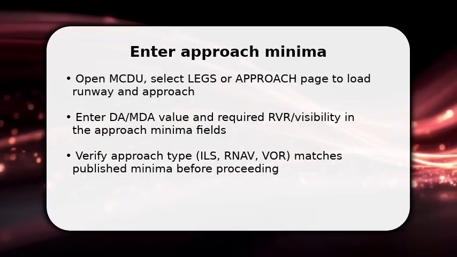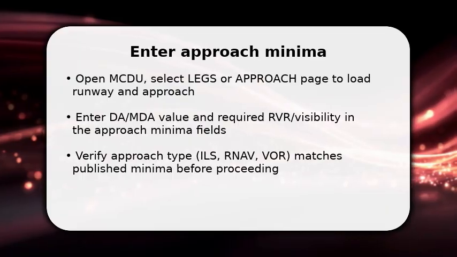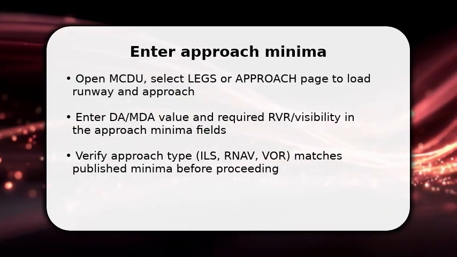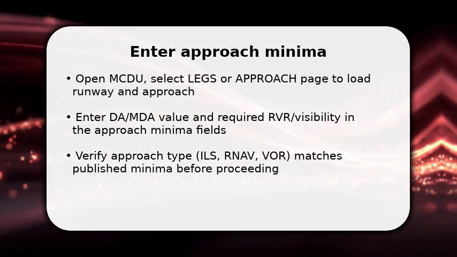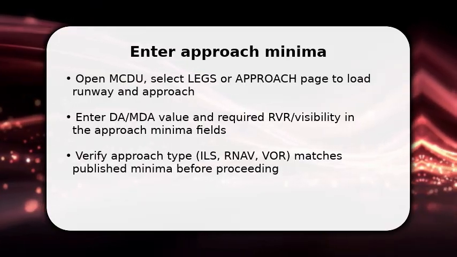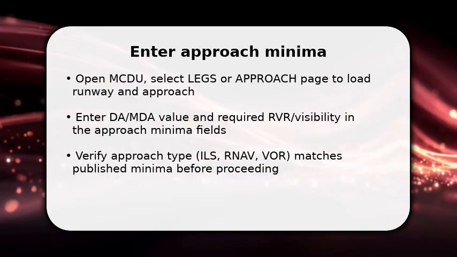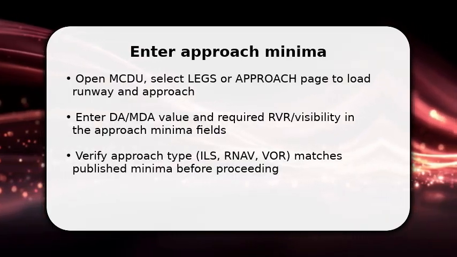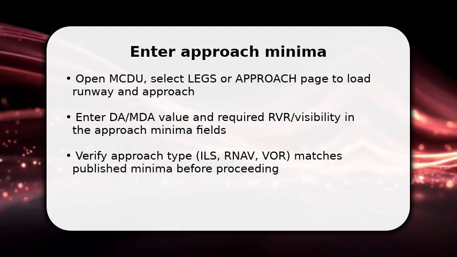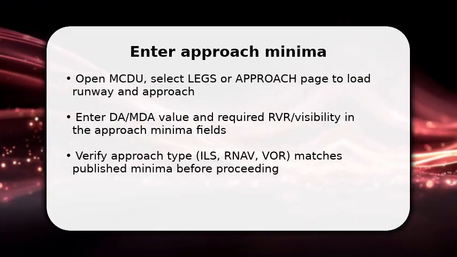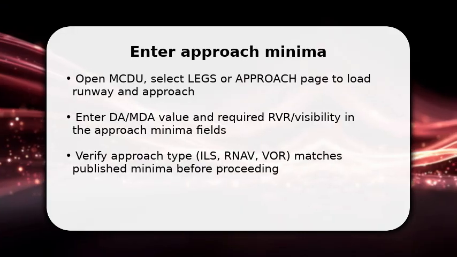You start by loading the selected approach in the PMDG so the airplane knows which minima apply. Once the approach is loaded, enter the decision height or minima values and the runway visibility number into the approach or minima fields. Make sure the approach type on the PMDG matches the chart. If it does not match, the minima could be rejected.